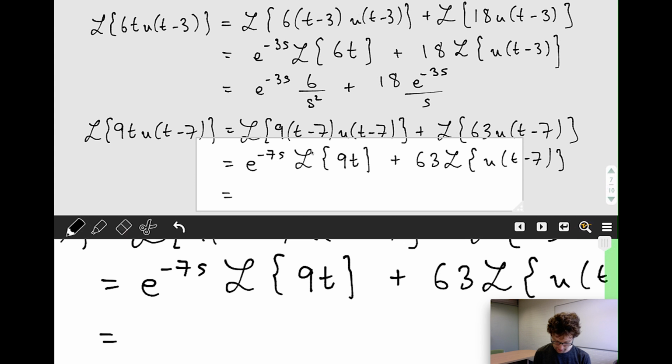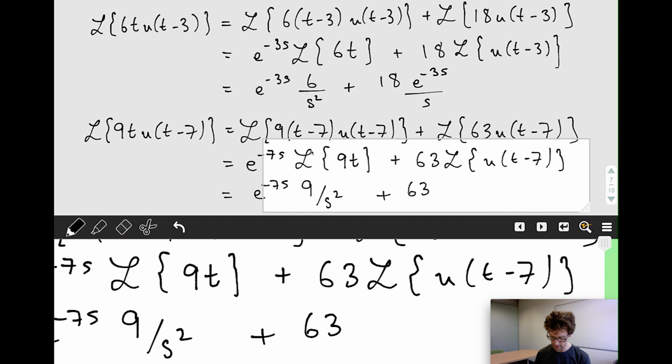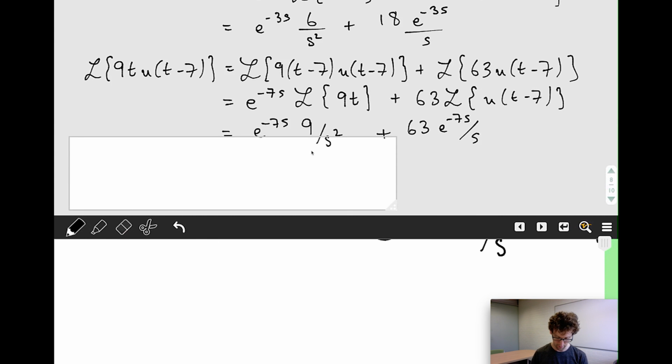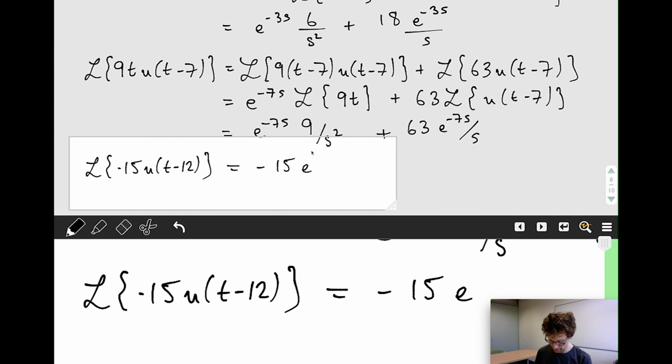Okay, so now I can do this. It's e to the minus 7s times the Laplace transform of 9t, which is 9 over s squared, plus 63 times the Laplace transform of the Heaviside, which will be e to the minus 7s over s. Last piece, almost there. We've got the Laplace transform of minus 15 u of t minus 12. That's actually just minus 15 times the Laplace transform of the Heaviside, so it'll be minus 15 e to the minus 12s all over s.